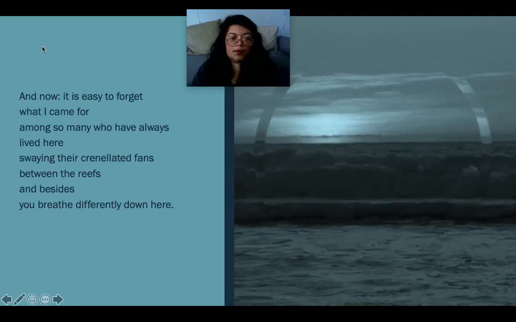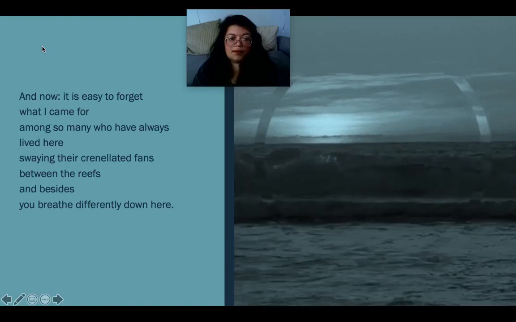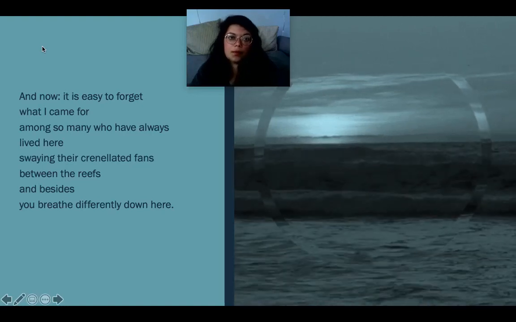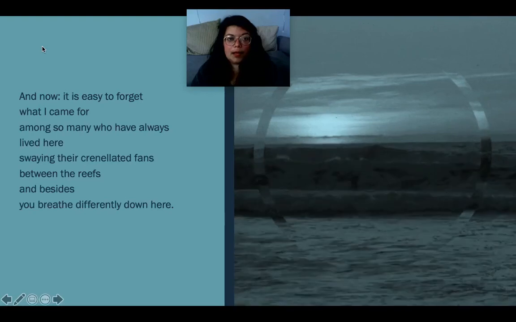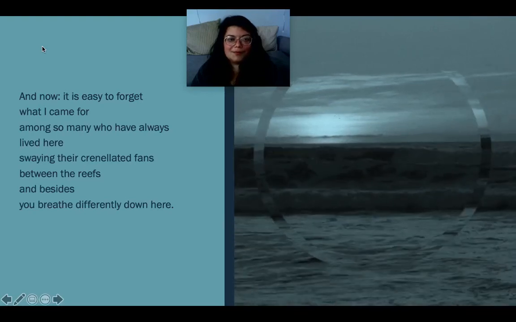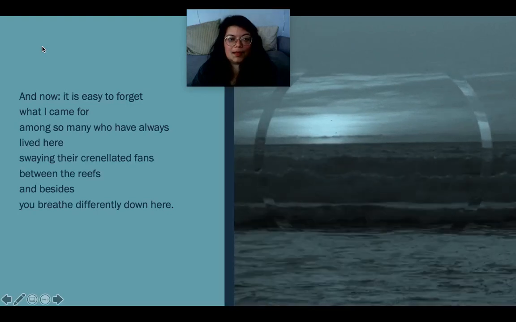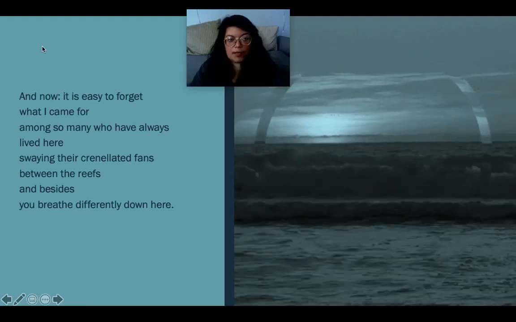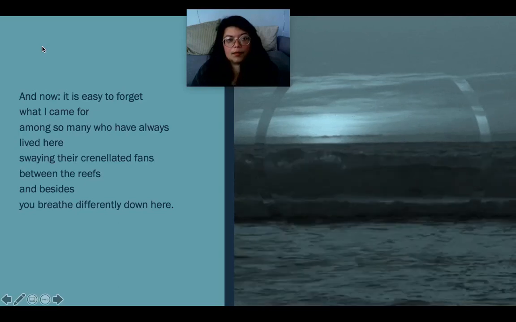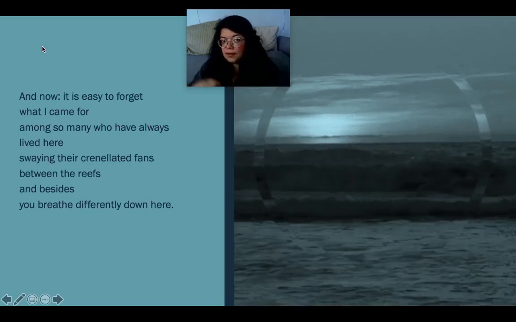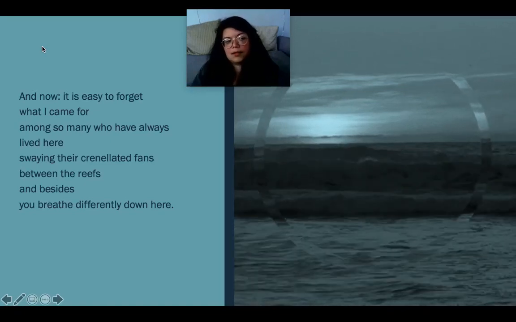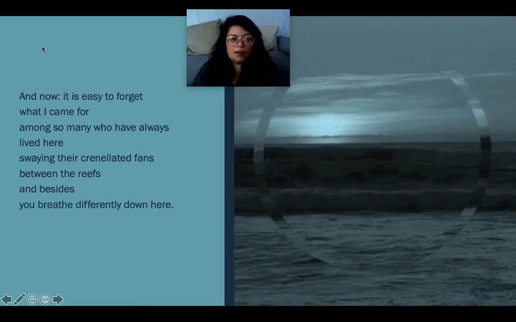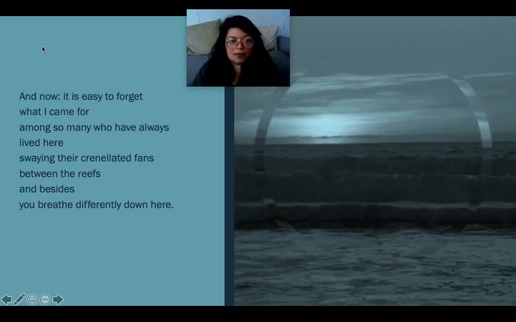Among so many who have always lived here, swaying their crenellated fans, and crenellated is such a great word, right? Again, we go back to word choice. The difference between the right word and the wrong word is the difference between lightning and the lightning bug. Swaying their crenellated fans means folded, like children make paper fans. That's what crenellated is. It's folded. It's also like the wreaths, right? And besides, you breathe differently down here. If the breath is different, then is not everything different?